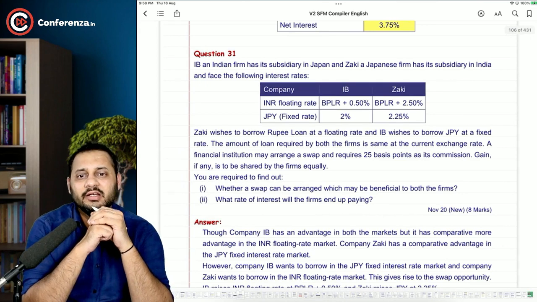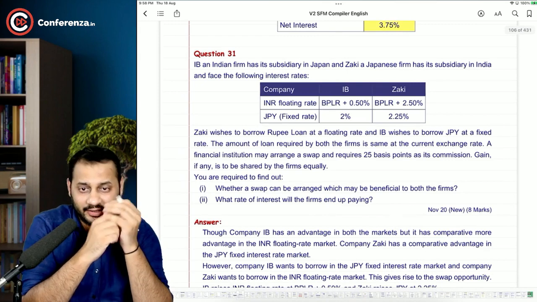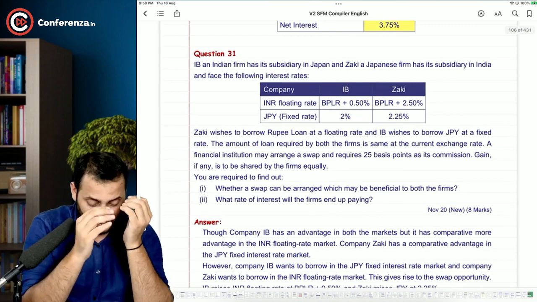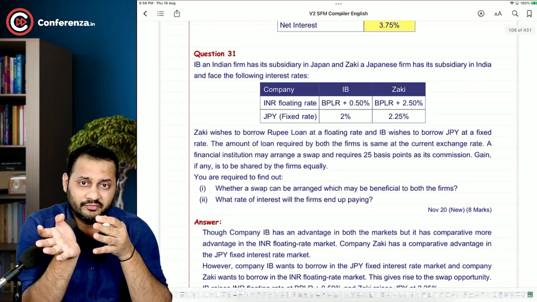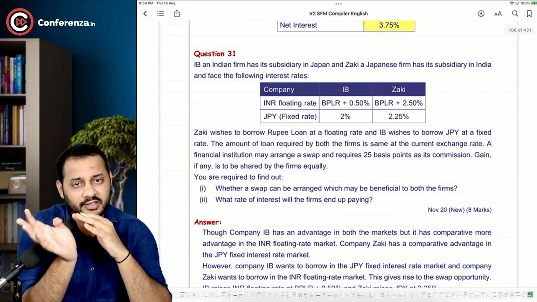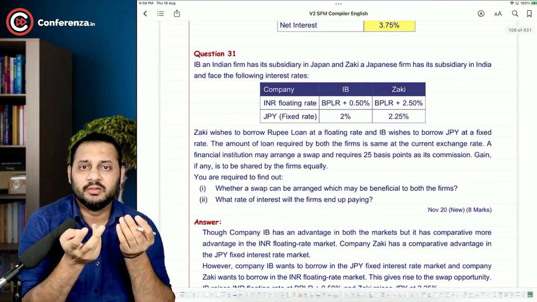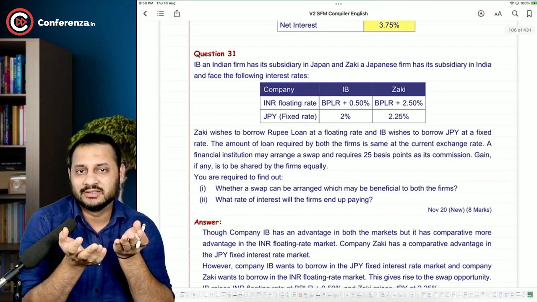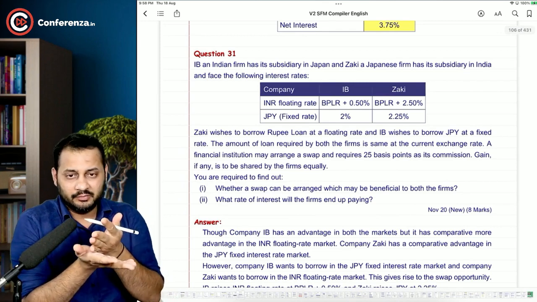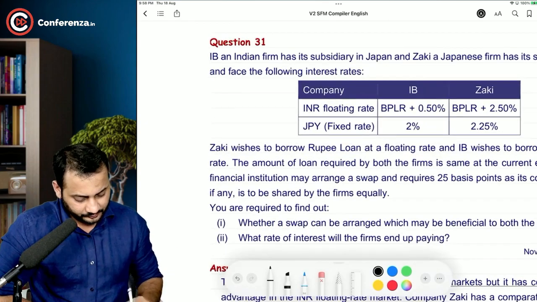IB, an Indian firm, has its subsidiary in Japan, and Zaki, a Japanese firm, has its subsidiary in India. Understand what is happening here? Indian firm has a subsidiary in Japan and Japanese firm has a subsidiary in India, and faces the following interest rates. That means both the companies can borrow in both the currencies. If I'm an Indian company, you can clearly see here.